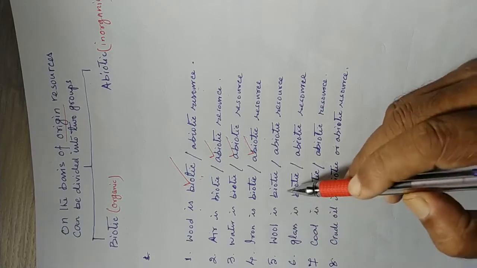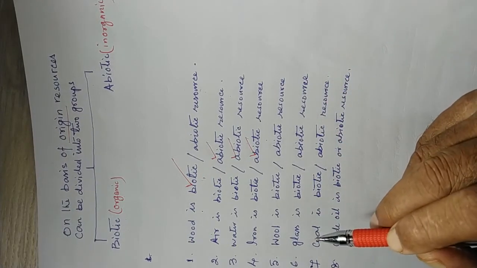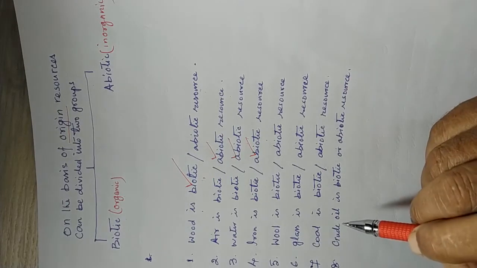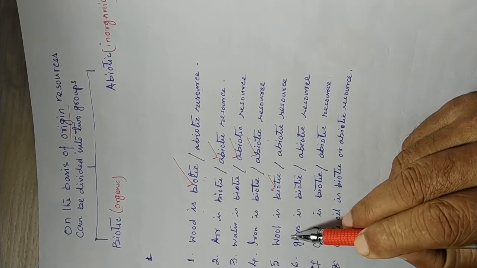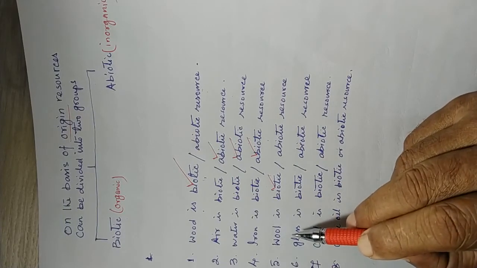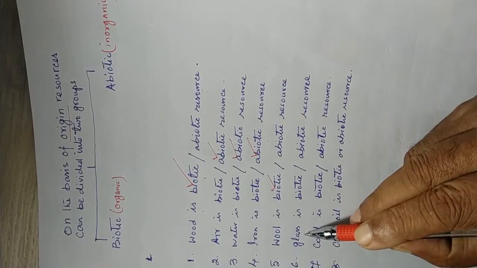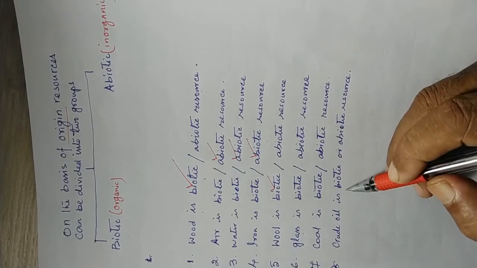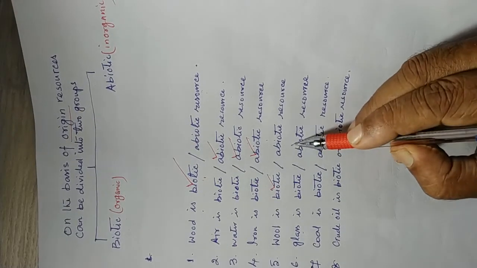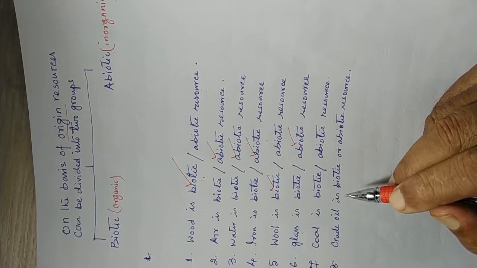Okay, is wool a biotic or abiotic resource? It is biotic. Why? Because wool is derived from animals and that is living. So next, is glass biotic or abiotic? So glass is abiotic because it is obtained from non-living things, non-living substances.